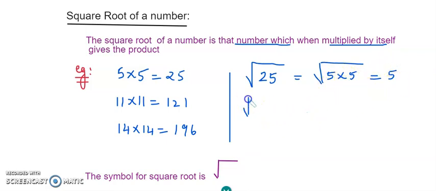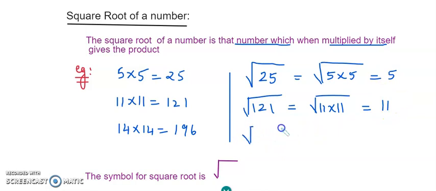In the same way, square root of 121. Which number is multiplied by itself here? Yes, 11 multiplied by 11. So the answer is 11. Okay, so you can see that I'm just writing it once. Why? Because the number is multiplied by itself. So you will only write it one time.